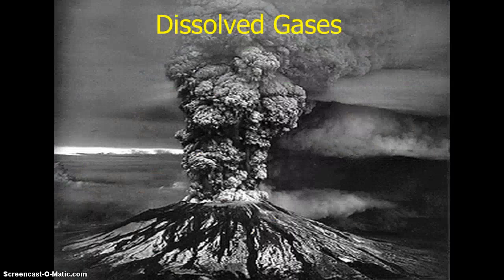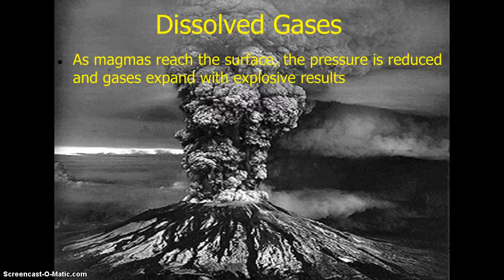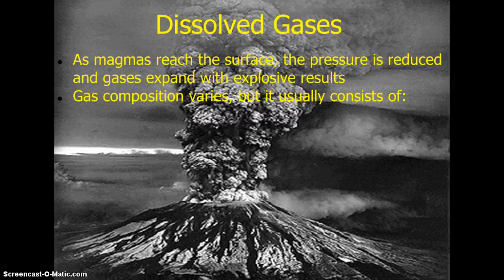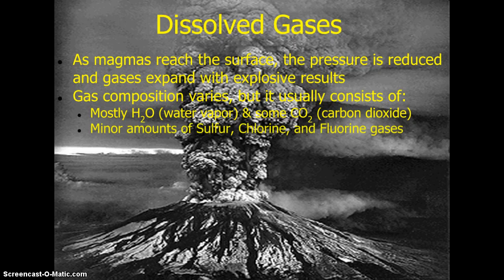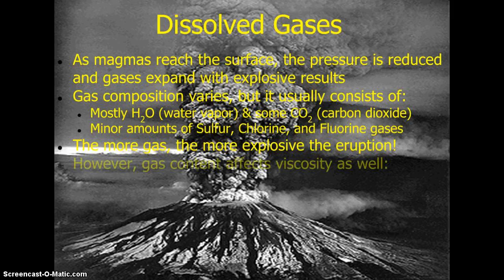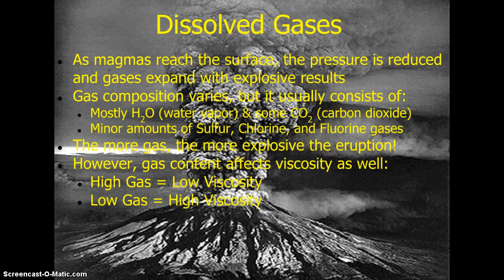And then finally, there's gas in volcanoes, and as magma reaches the surface, the pressure is reduced and the gas expands with explosive results. The gas composition in a volcano is going to vary, but there's always some water vapor, some carbon dioxide, and some sulfur, chlorine, or fluorine gases. The more gas, the more explosive the eruption, but it also affects viscosity. High gas means lower viscosity, and I like to think of a Coke. If you open a can of Coke and you pour it, it flows pretty fast, but if you have a Coke that's been sitting in the can and it's been open, it's going to be thicker and higher viscosity.